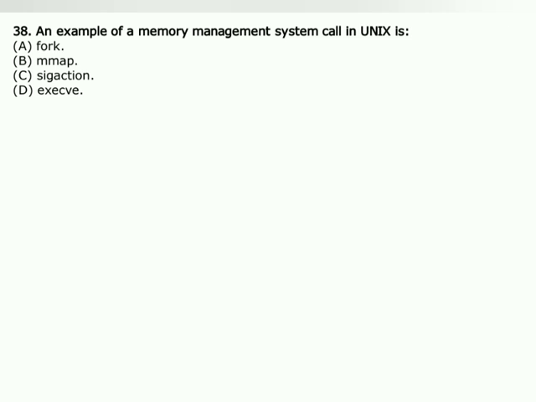Whereas fork means creating a new process. We are creating a new process here, that is called a fork. It is usually a system call implemented in the kernel. And sigaction is a function API defined by POSIX to give the programmer access to what should be the program's behavior when receiving a specific OS signal. So option D, that is mmap, is the correct answer.